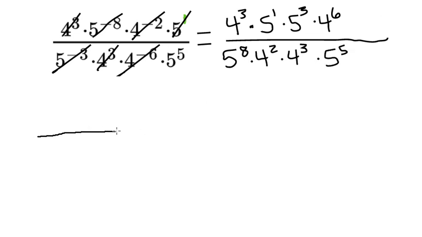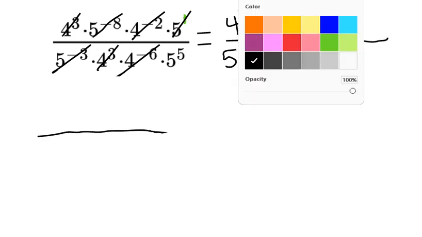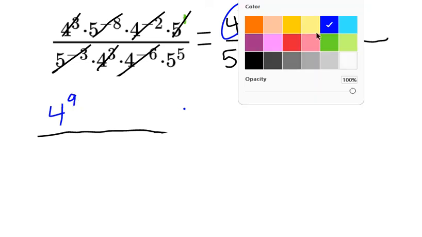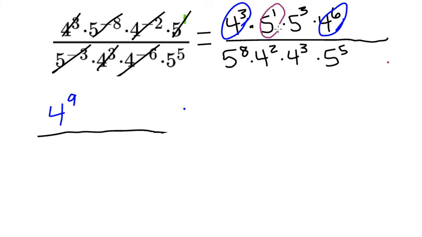At this point, this question is now exactly like the one above it. I don't have any parentheses, so there's nothing weird I need to do with simplifying. So I just combine my like bases. So 4 to the third multiplied by 4 to the sixth. Well, that's going to be 4 to the power of 3 plus 6, so that's going to be 4 to the power of 9. Well, now I'm going to address my 5s here, so that's going to be 5 to the first times 5 to the third, so that's going to be 5 to the power of 1 plus 3, so that's 5 to the power of 4.